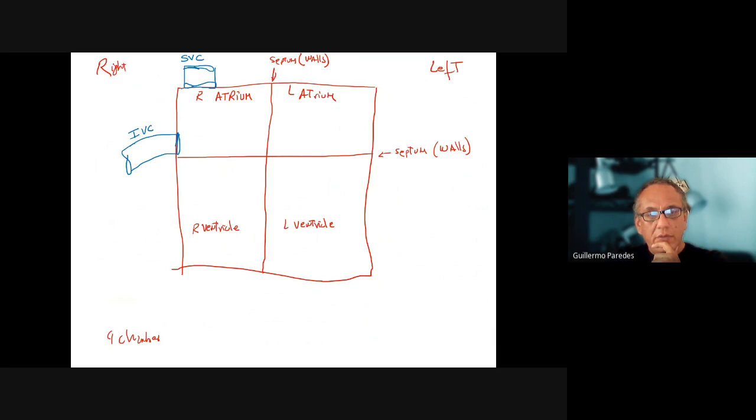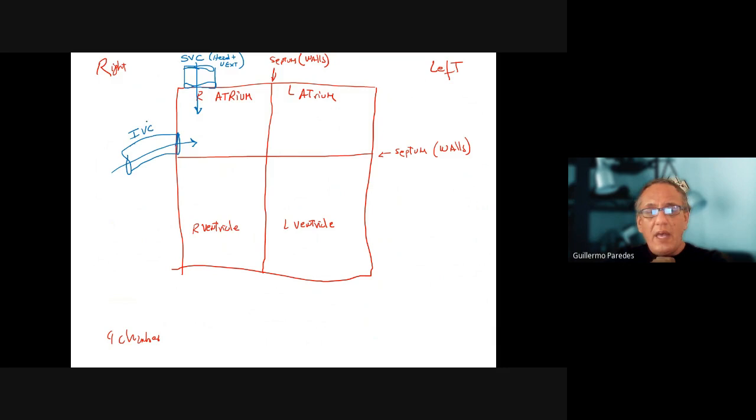So you don't need me to write down, right? You know, vena cava, superior vena cava, inferior vena cava. So the blood is coming from here to the heart, into the right atrium. And the superior vena cava is going to collect blood from the head, neck, and upper extremities. And IVC is collecting the rest of the blood.